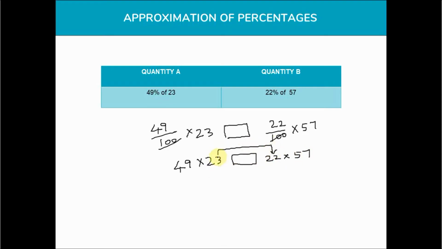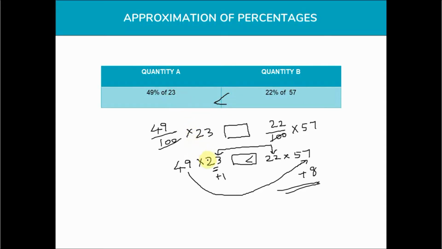Between these two, there is a 1 unit difference. That is, this is plus 1 unit here. But between these two, this is a plus how many units more than this? This is a plus 8 units. So obviously this means that this quantity is greater than 49 times 23, which means that 22% of 57 is greater than 49% of 23.